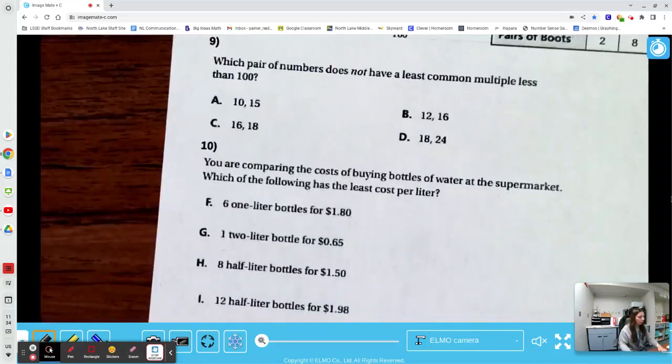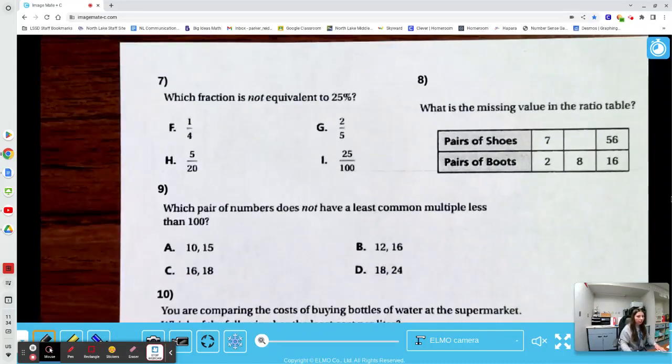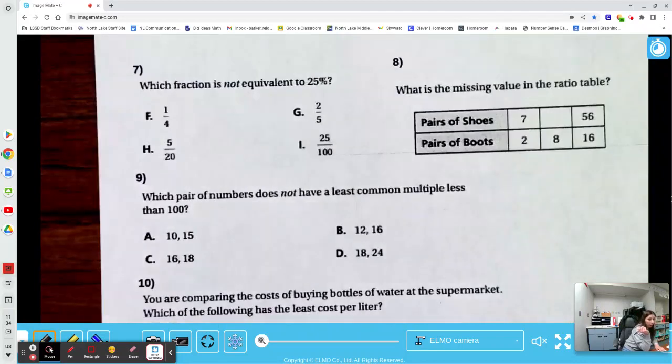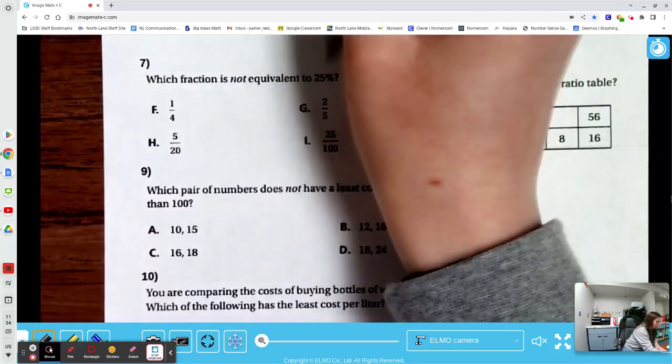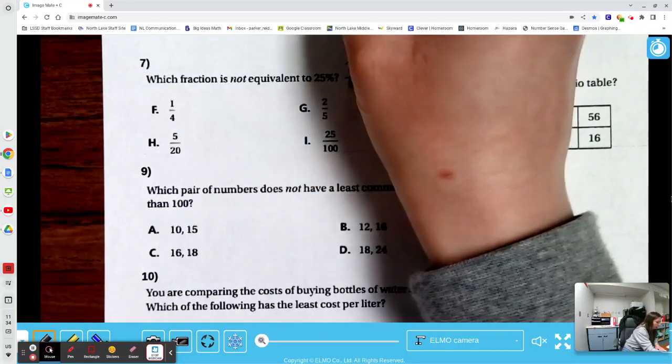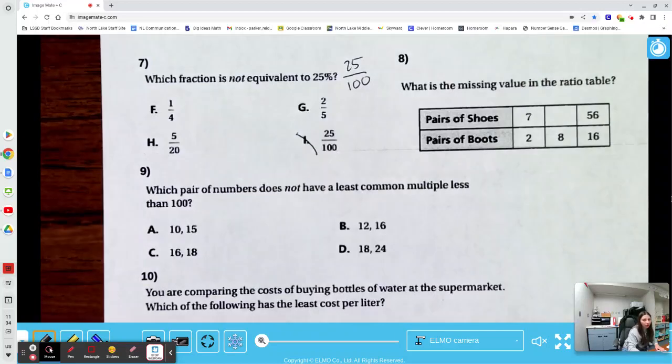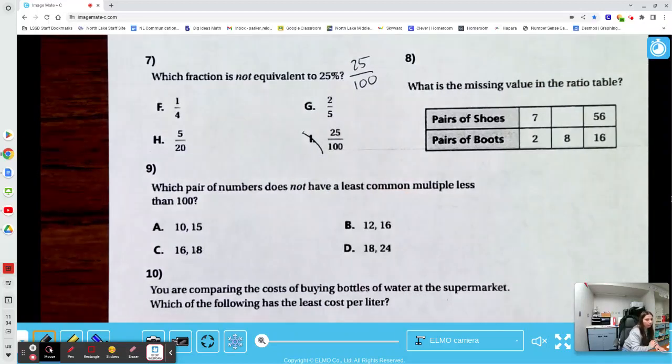Moving on to the back page, which fraction is not equivalent to 25%? Now remember, 25% or any percent means that number out of 100. So 25% means 25 out of 100. So right away, option I is thrown out because that is equal to 25%.